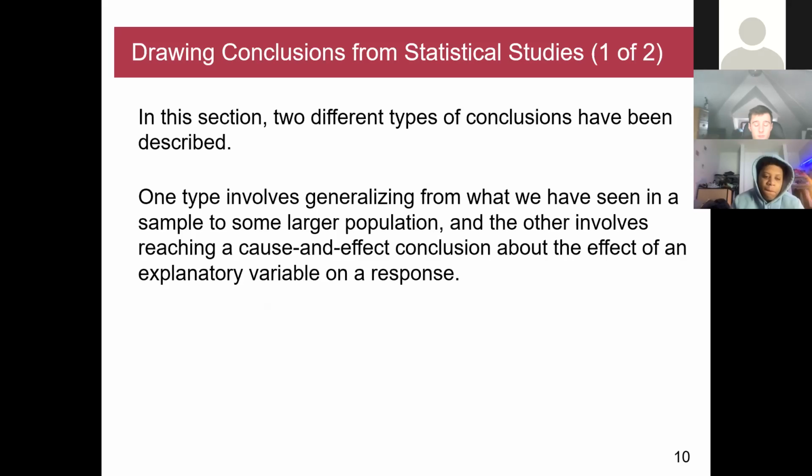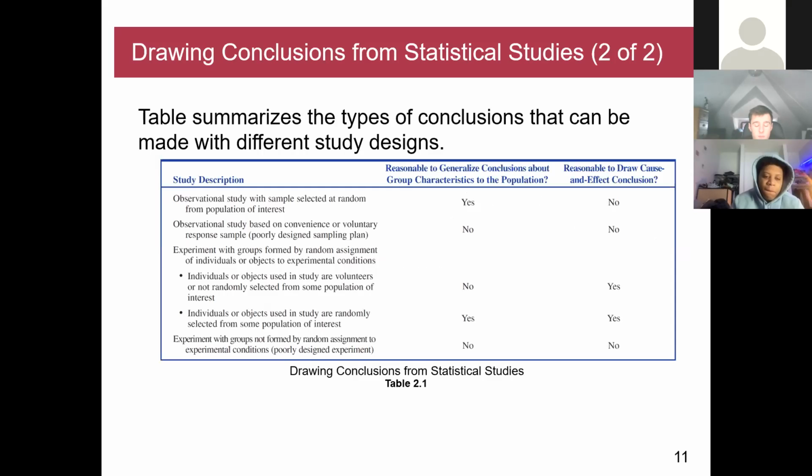The other involves reaching a cause and effect conclusion about the effect of an explanatory variable on a response variable. Obviously, that type of conclusion can only occur during a well-designed experiment. Typically, we don't come to that type of conclusion in an observational study.